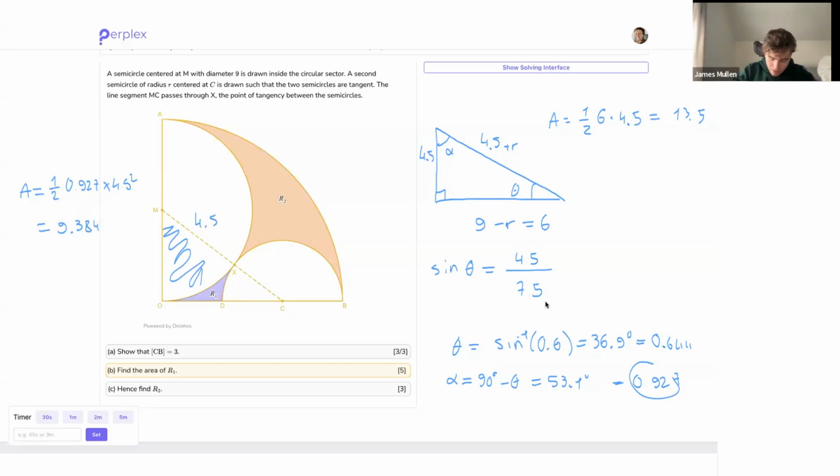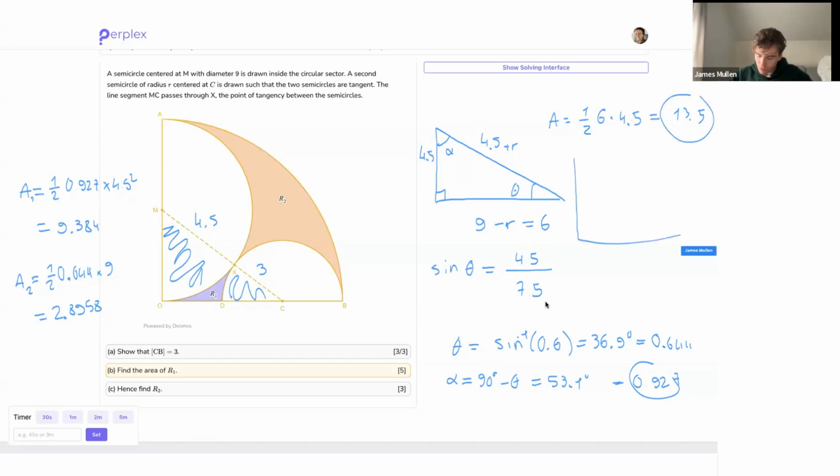And then this sector here has a radius of 3 and an angle of 0.644. So A2 is half of 0.644 times 9, which gives me an area of 2.8958. Okay? And the whole area was supposed to be 13.5.